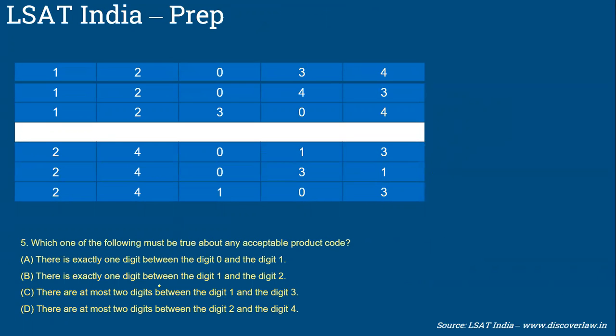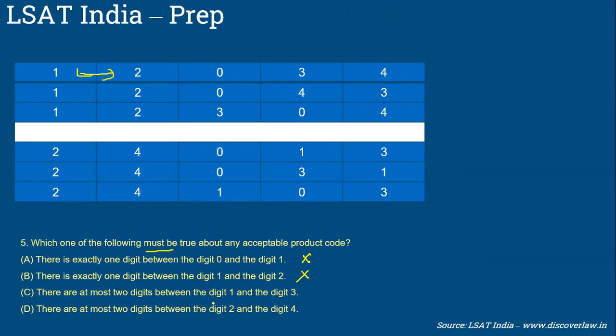Fifth, which one of the following must be true about any acceptable product code? There is exactly one digit between 0 and 1. True, true, not true. There are two digits, so this is out. It is must be case, not could be case. There is exactly one digit between digit 1 and digit 2. 0 digit between 1 and 2, so this is out.